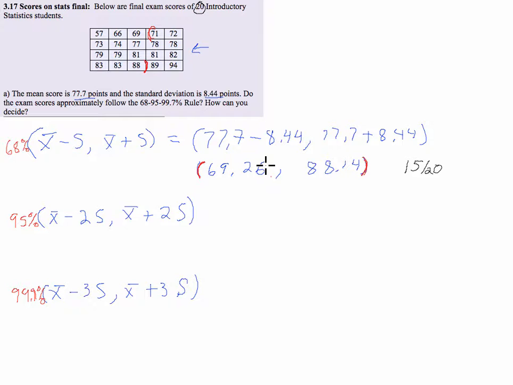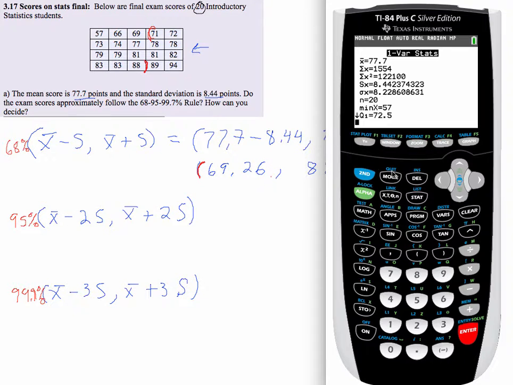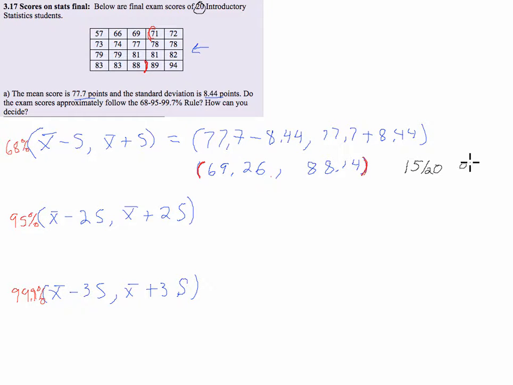So let's get our calculator back out here for a moment. And we take 15 and we divide that by 20. We get 75% of the data. So a little more than what was predicted, but not totally out of line, okay? So let's take a look at what the next interval would be.